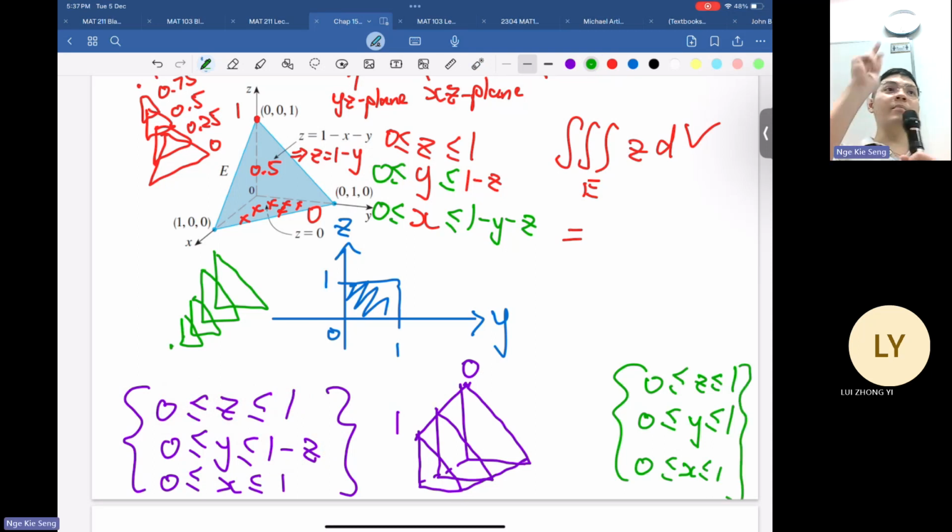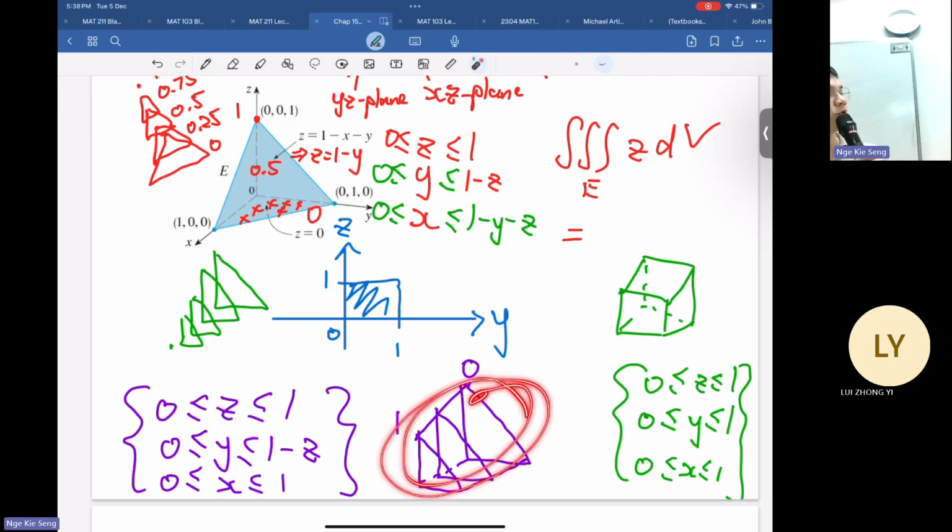So always remember, if you want to check whether your region is correct or not, start with the box first. Okay, so the box here is just the unit box, right? 1 on every side. Correct or not? Okay, so what happened to this triangle shape here? You just cut your box in the triangle direction. I cut this box diagonally. Make sense?